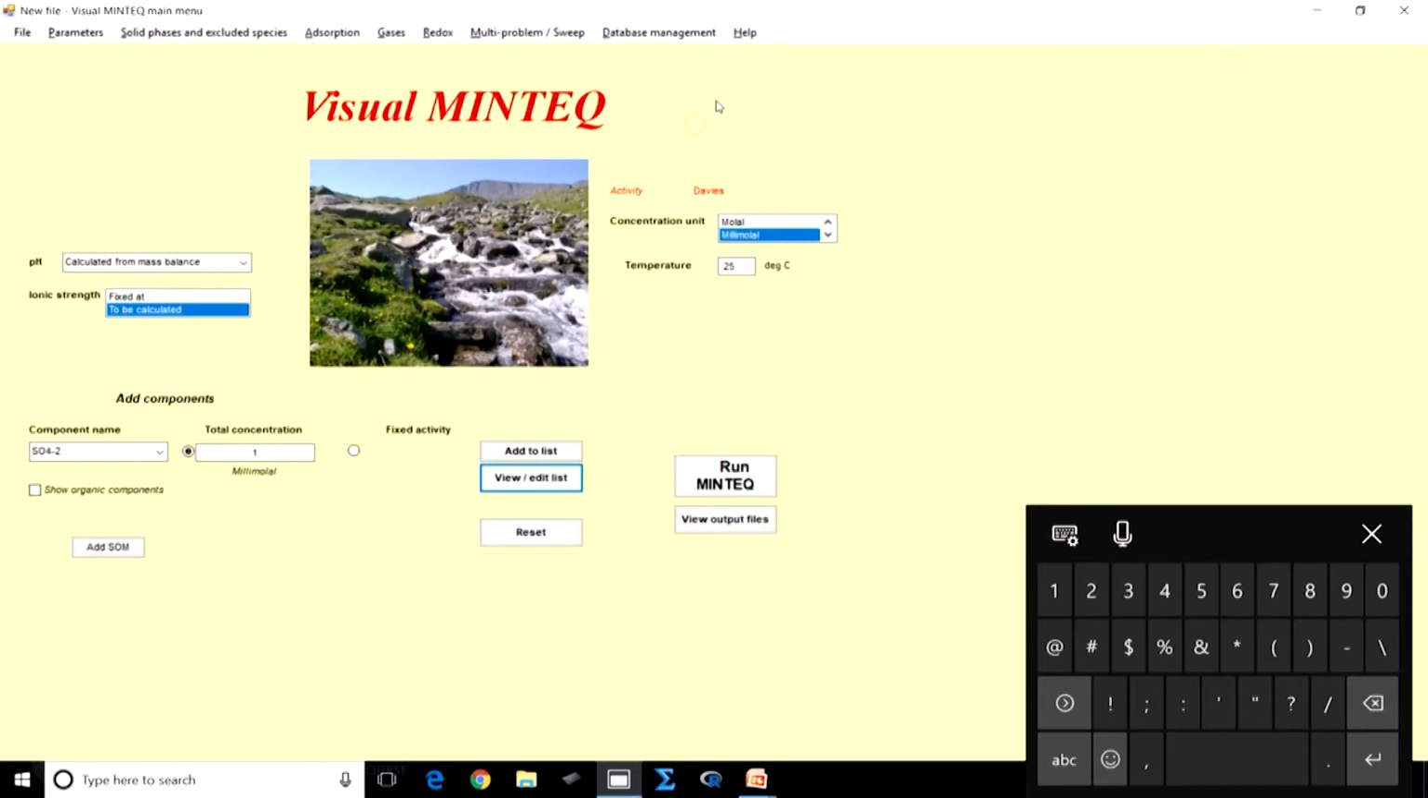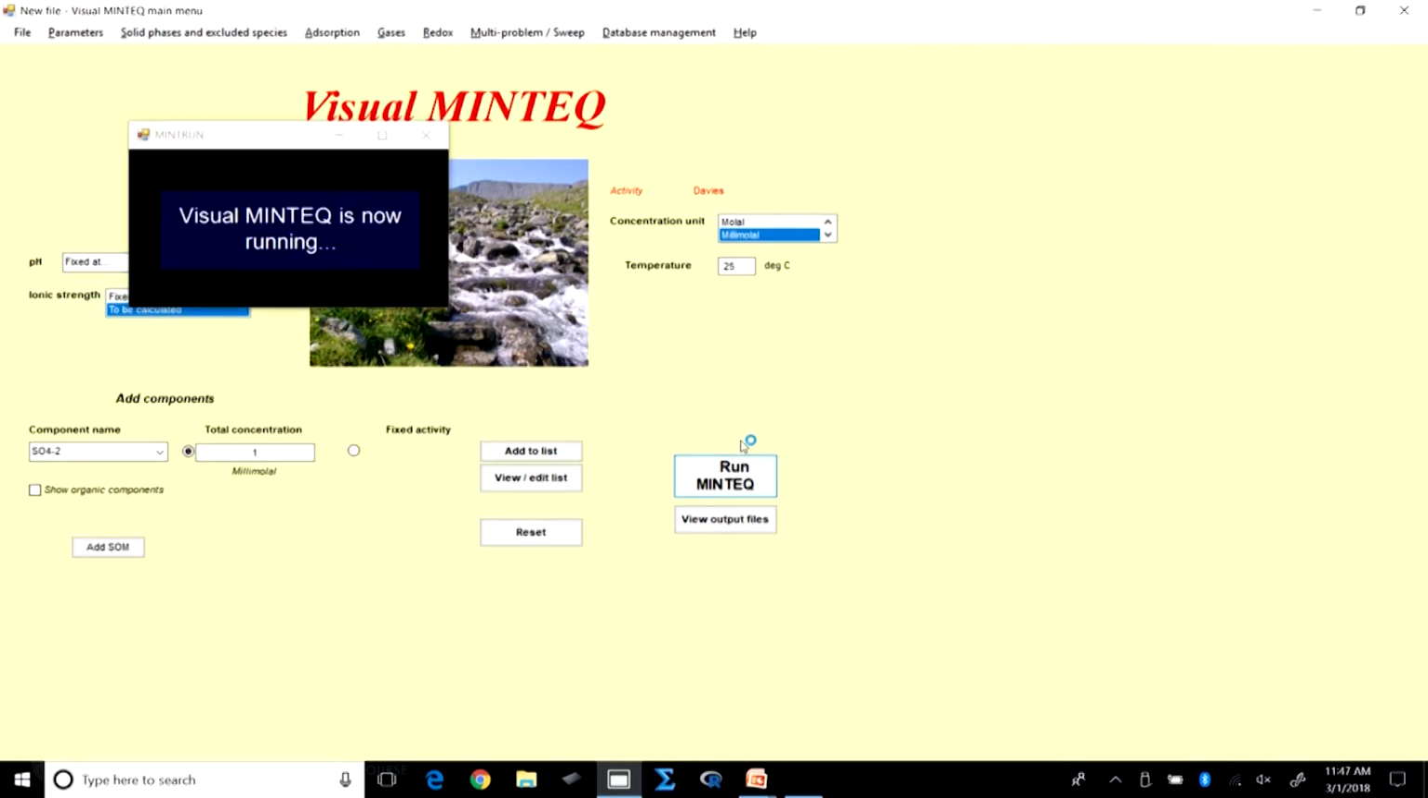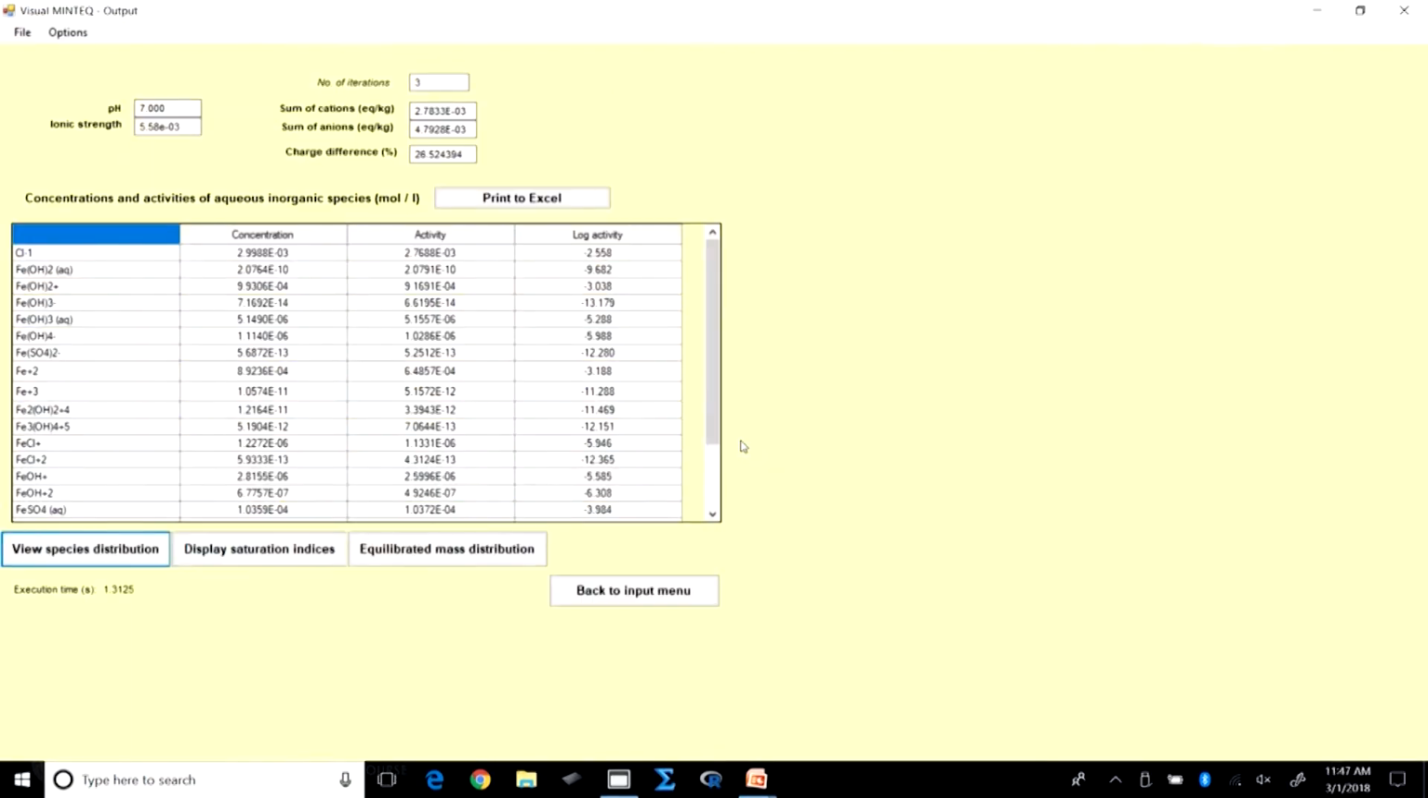So we are fine there, and now I am going to run it. But because the pH is fixed at 7, I need to specify that the pH is fixed at 7. That was the initial assumption, if you remember. So I am going to run Mintech, and let us see what the actual concentrations of Fe3+ and Fe2+ are, and then plug them in.